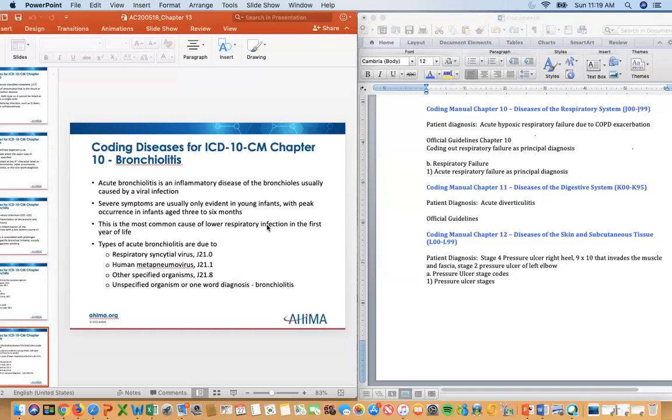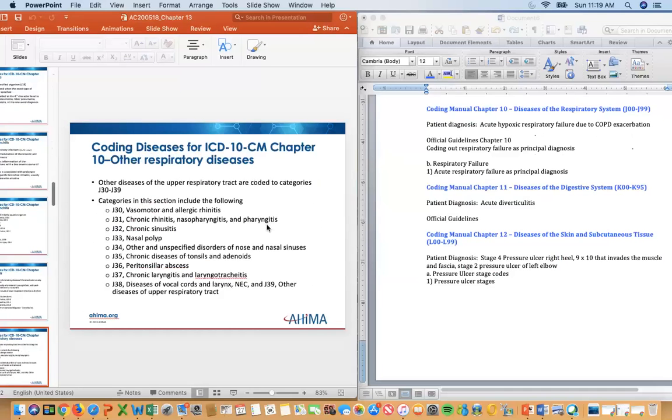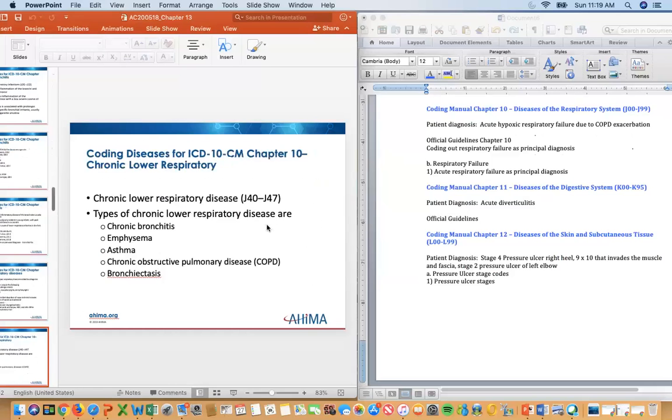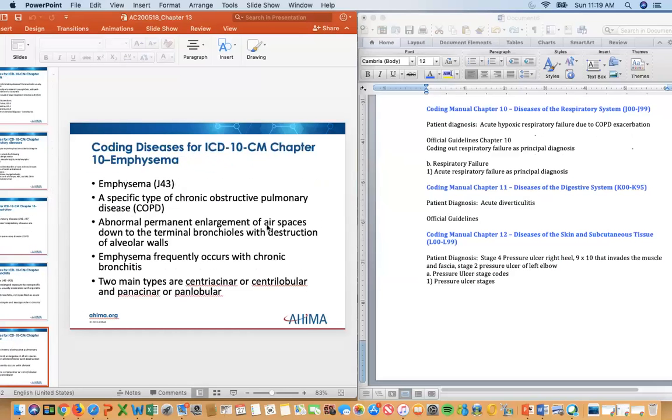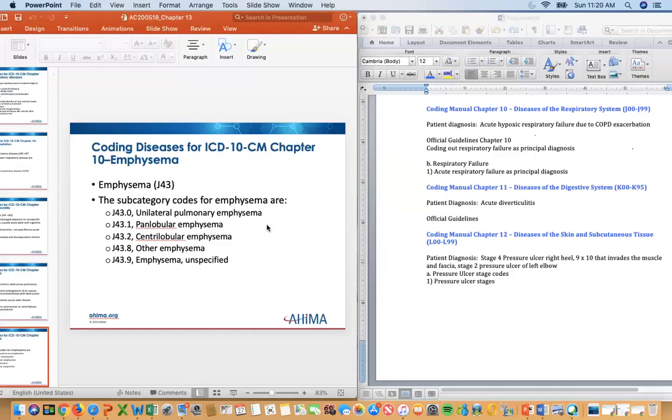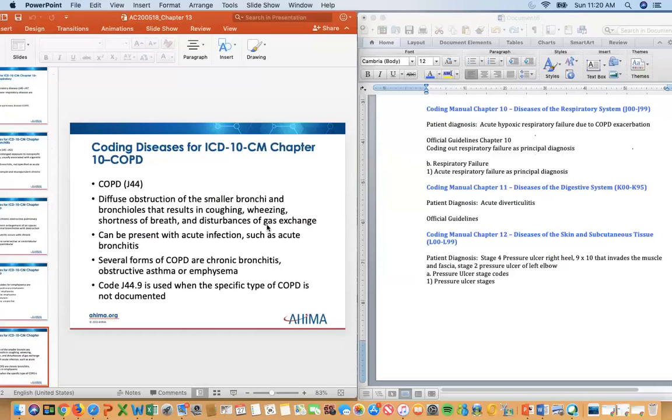Acute bronchiolitis, a lot of our kiddos have that in our PEDS unit. Lower respiratory, lots of bronchitis today. It seems like COPD, is that caused by smoking, etc. So you'll find those codes also. Emphysema associated with that. And as you notice to the right, we are going to be coding out acute hypoxic respiratory failure due to COPD exacerbation.